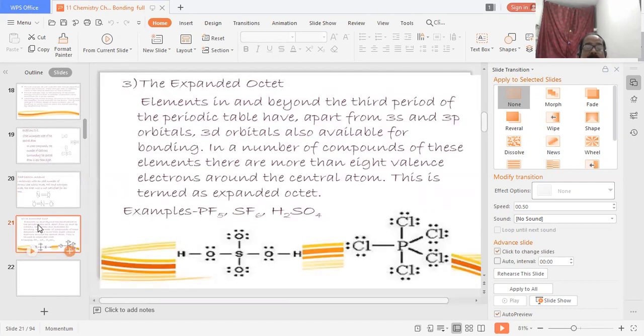So the expanded octet: elements in and beyond the third period of the periodic table have, apart from 3s and 3p orbitals, 3d orbitals also available for bonding in a number of compounds of these elements. There are more than 8 valence electrons around the central atom. This is termed as expanded octet. So examples: PF5, SF6 and H2SO4, meaning phosphorus pentafluoride, sulfur hexafluoride and sulfuric acid.